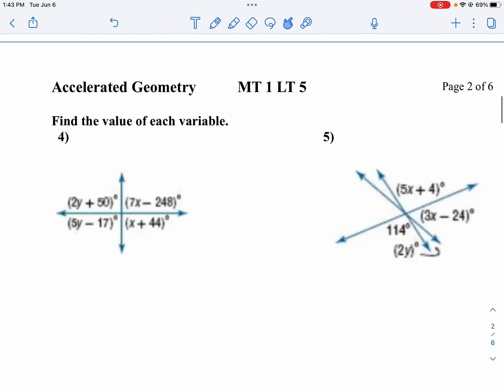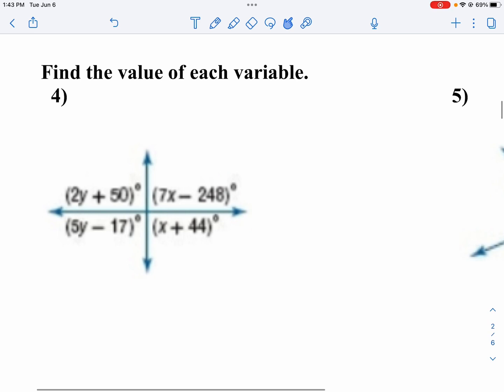Now if we take a look at number 4 here, we've got linear pair and supplementary. The problem is we've got some with y and some with x. You can't solve an equation with x and y, but we can solve this one. Notice these 2 angles add to 180, so we can use that to find y.